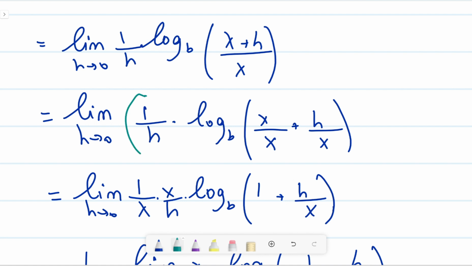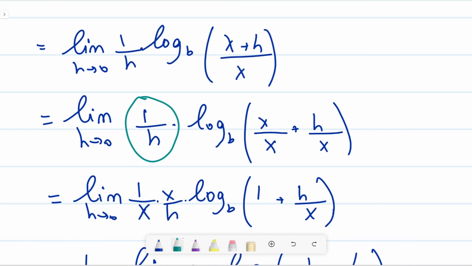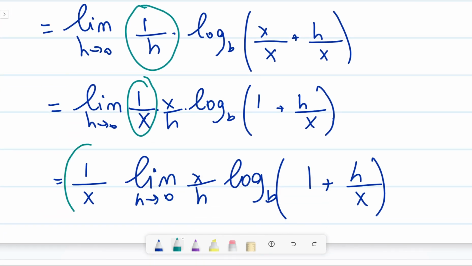One slight change I will do with the 1 divided by h, I will write this as 1 divided by x times x divided by h. Notice that this is the same thing because in multiplication, if I have x in the numerator and the denominator, they would cancel out and still give me 1 divided by h. So I'm just doing this to help me with the proof. Because when I do this, I can notice that 1 divided by x has no h in it. So it's a constant, I can take it outside of the limit.